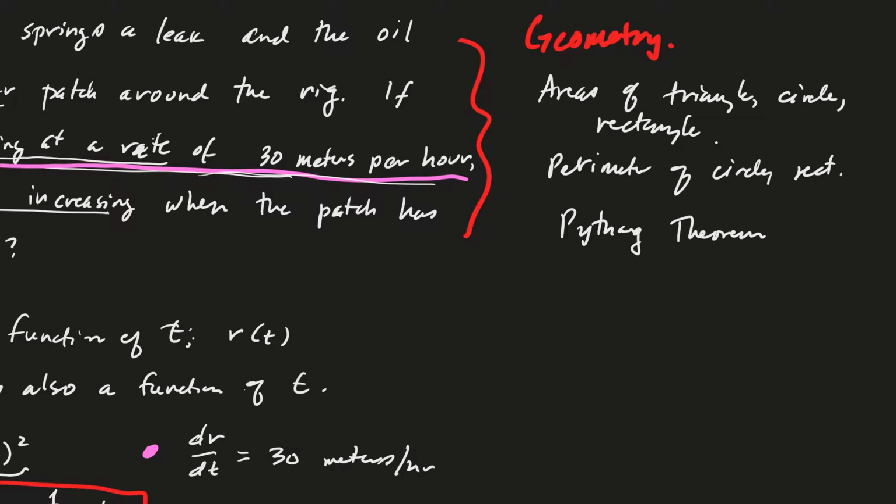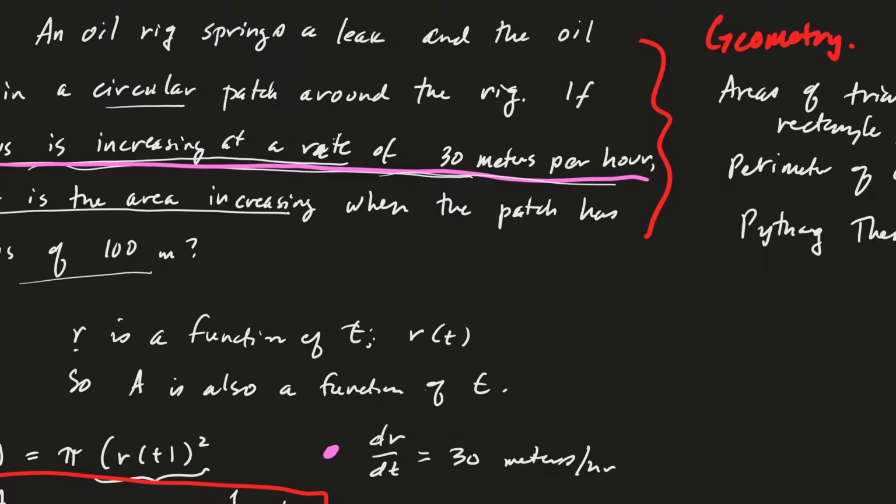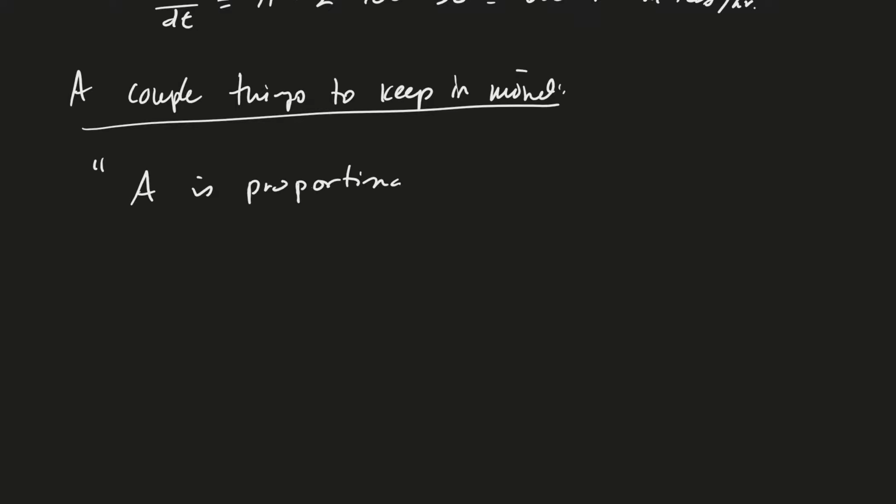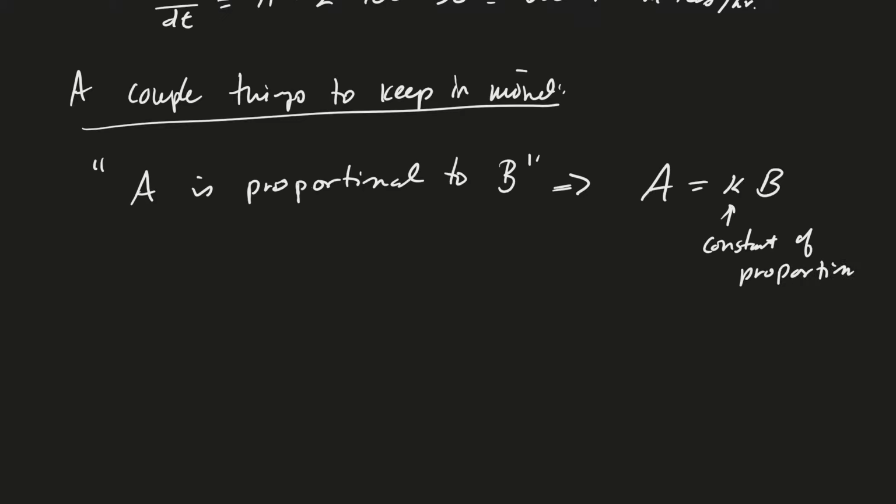A couple of things that I wanted to mention especially, I'll go ahead and come down here to a new section. A couple things to keep in mind. One thing to keep in mind is how to translate the statement A is proportional to B. If I have two things that are proportional to each other, that means that you can write them as A equals K times B, where K is said to be the constant of proportionality. And so that's one way of translating an English sentence into a mathematical statement.